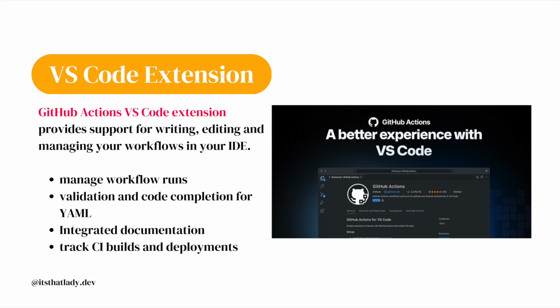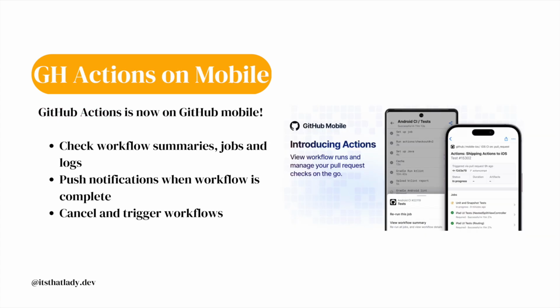GitHub Actions is also now on mobile. So you can check your workflow summaries, jobs, and logs. You can get push notifications when a workflow is complete, and you can cancel and trigger workflows right from your phone. This was one of the most requested features for GitHub Actions, and so we're so excited that we launched this in January in public beta. And so with Actions on mobile, we've specifically focused on interactions with pull requests because that's where Actions are mostly used. But more features are going to be coming.